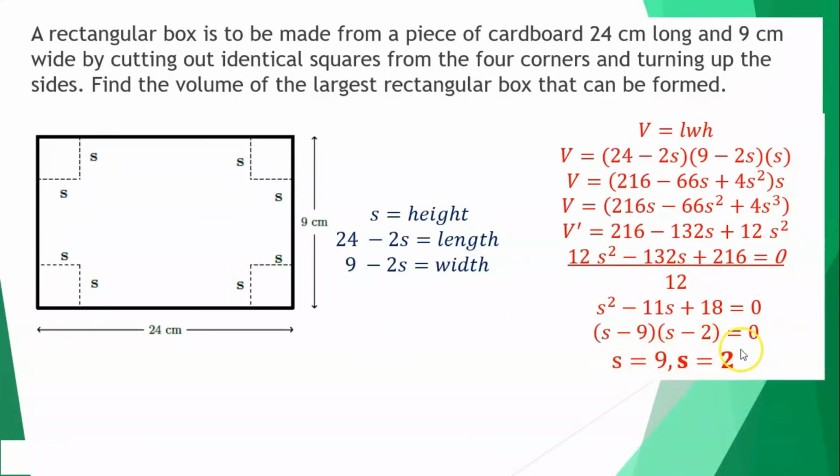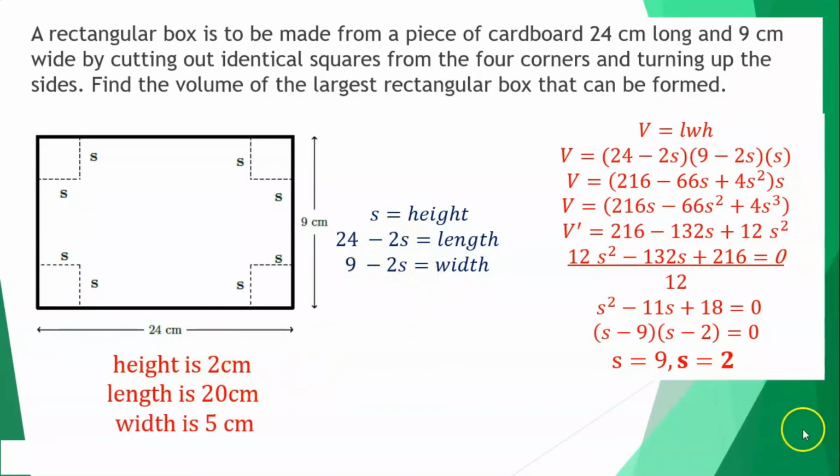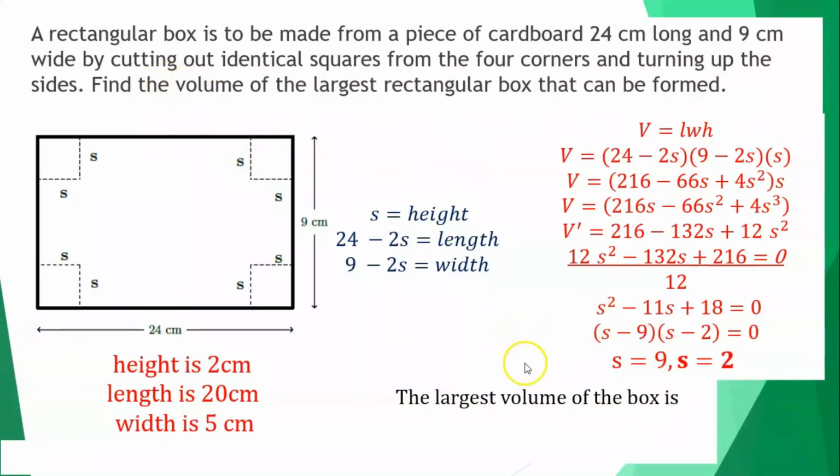At this point, we'll go for 2. Take note, we cannot have S as 9 because this is already 9, so we cannot take out 9 from it. So we'll go for S equals 2. Our height here will be 2 centimeters. Our length is 24 minus 4, so that would be 20 cm. And the width would be 5 centimeters. Since we're asked to find the largest volume, the largest volume here is 20 times 5 times 2, so we end up with 200 cubic centimeters. So please take note of that.